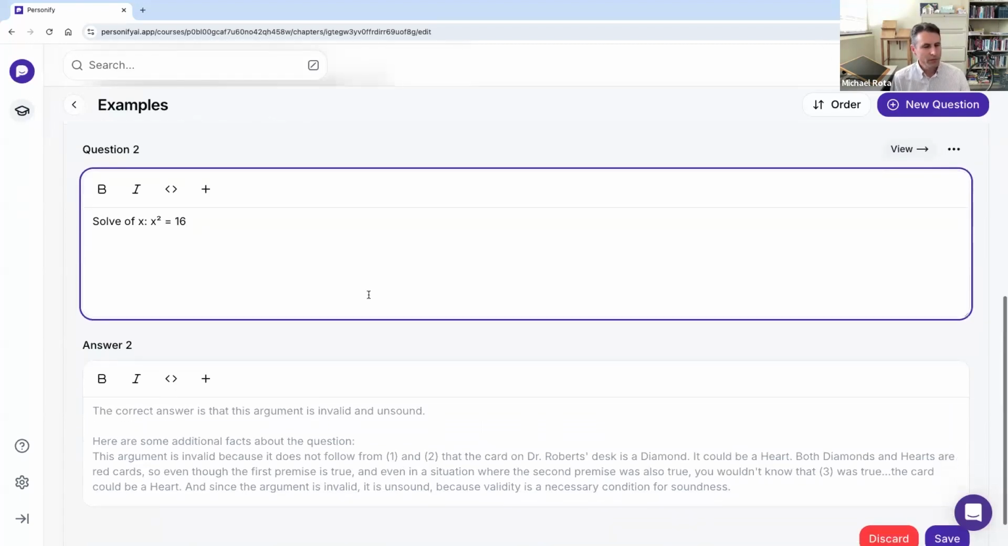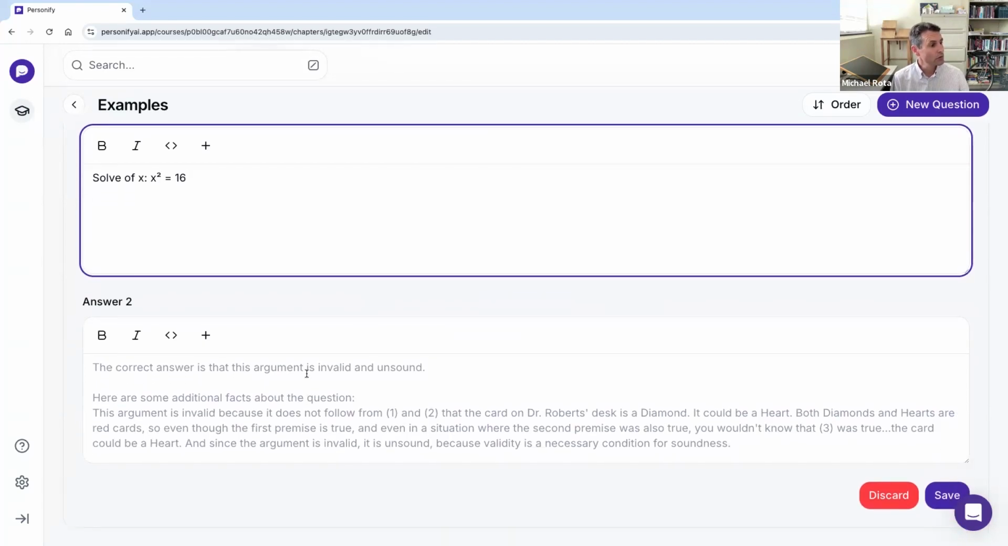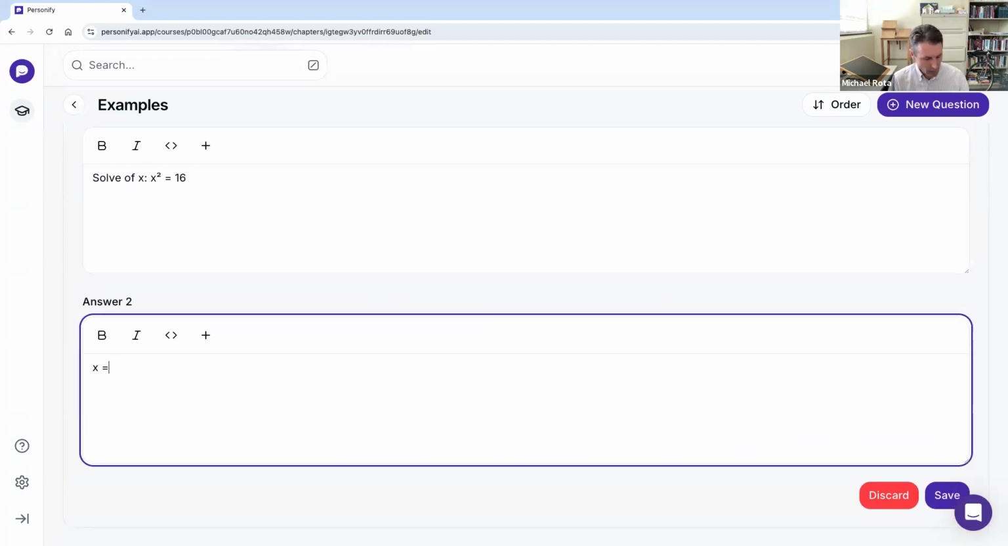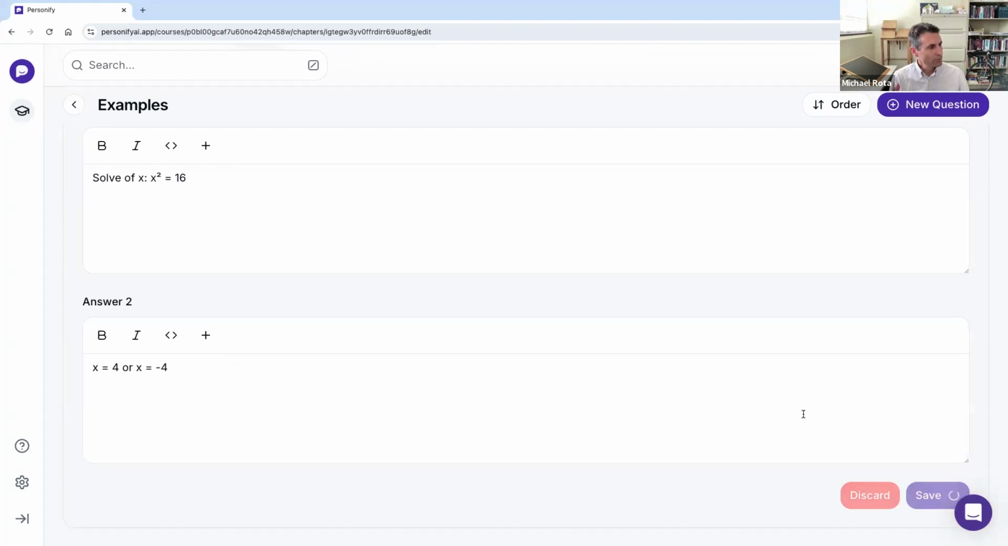So here's a simple algebra question. Solve for x: x squared equals 16. That'll be the question the student sees. And then the answers are that x can be 4 or x can be -4, because when you multiply two negatives, you get a positive. So I've saved a question and an answer.